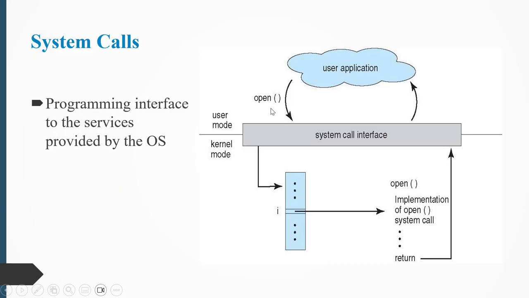Here we are giving the open system call, which is related to file opening. It reaches the system call interface, and then the particular portion of the execution takes place. After finishing that, the file will be open and it will return back to the user.